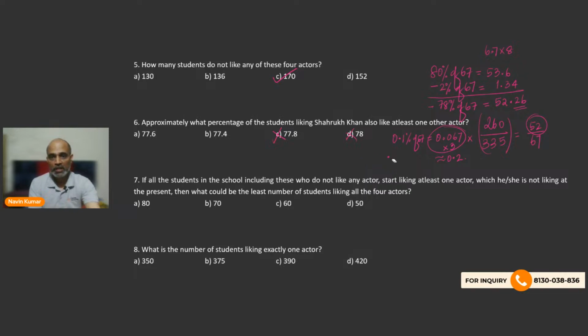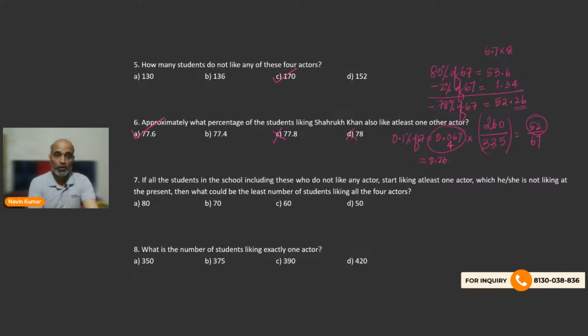Now, what if I multiply this by 4? Where do I reach? So double of 67 is going to be 0.268. So this is going to be approximately 0.26. So that means I have to subtract 0.4%. 0.4% from 78% will give me 77.6%. So option A is our answer. So if you have a calculator, great. If you do not have, you will have to do this calculation.